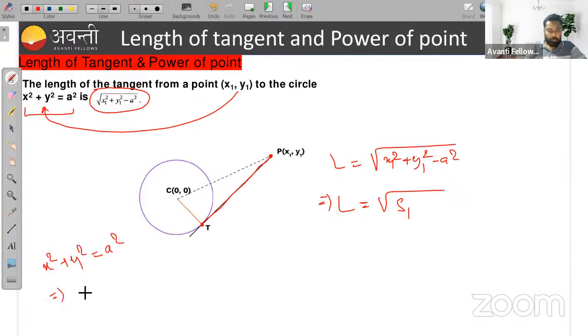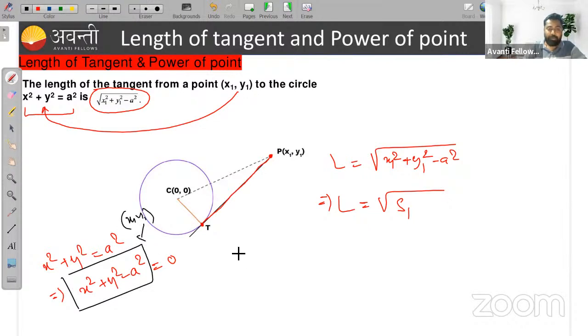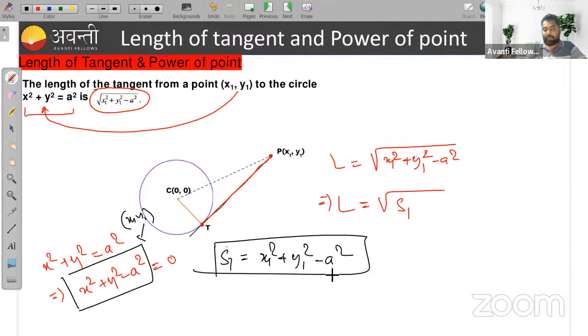Then by simplification, we get x square plus y square minus a square is equal to 0. So in the left hand side, if we put x1, y1, what are we getting? That is my S1. So S1 is equal to x1 square plus y1 square minus a square. So if S1 is this, then the length can be root of S1. Always remember what S1 is.